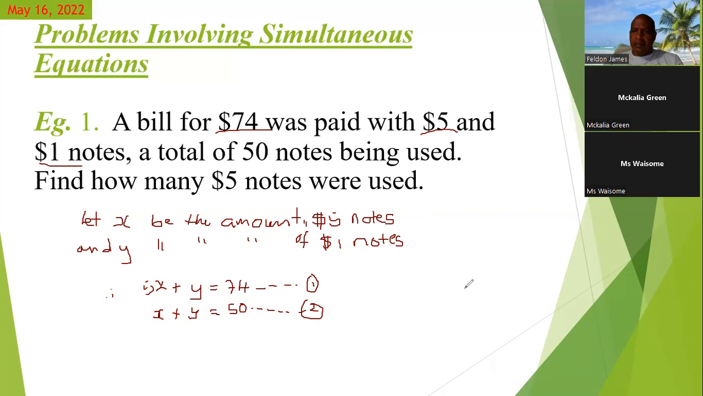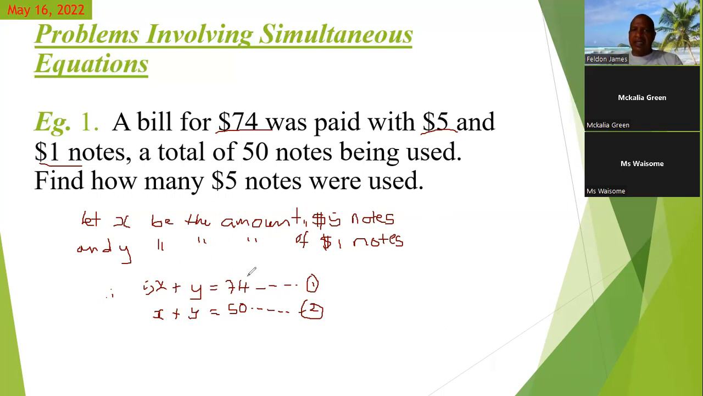Sir, what came to my mind was X plus Y will give me the 70. Well, X plus Y is just the amount. It is not in terms of dollars. X and Y are not in terms of dollars. So if you say X plus Y equal to 74, that would not be correct. You follow? X is just how many $5 notes, and Y is just how many $1 notes. You follow what I'm saying?